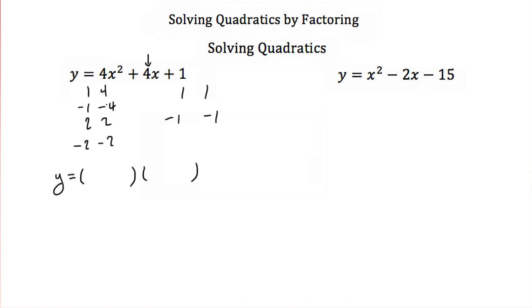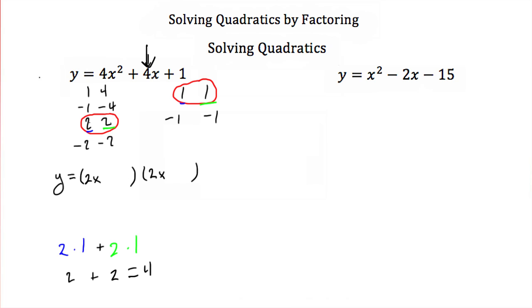I'm going to choose 2 and 2 and 1 and 1. If I multiply 2 times 1, and I add that to 2 times 1, well, 2 times 1 is 2, and we add that to 2 times 1, which is also 2, we get our 4, which is what we were looking for. So if we have a 2 and a 2, that means this is a 2x and this is a 2x. And if we multiply 2x times 2x, we sure will get 4x squared. And then we have a 1 and a 1, so this is plus 1 and plus 1. So here we have our factored form of our quadratic equation.